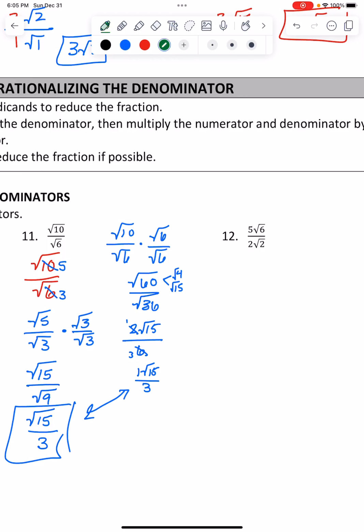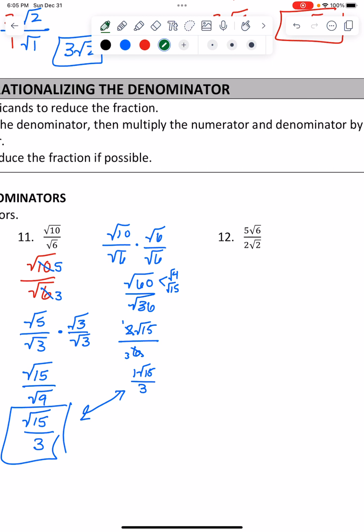Now, last one, again, same thing. Try to divide stuff out first, because in this case, we can divide out a 2 and make this 5 square root of 3 over 2 square root of 1, which would just be 5 square root of 3 over 2. And we don't even have to rationalize because it cancels out.